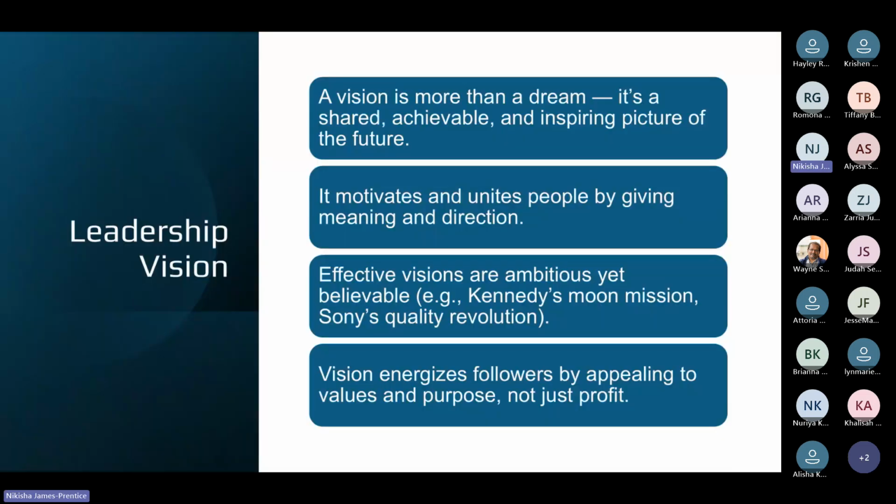Leadership vision. A vision is more than just a dream. It's an ambitious, credible, and inspiring picture of the future that motivates people to work towards it. It represents what an organization or leader wants to achieve, even if it's not easily attainable. Vision energizes followers by appealing to values and purpose, not just profit.